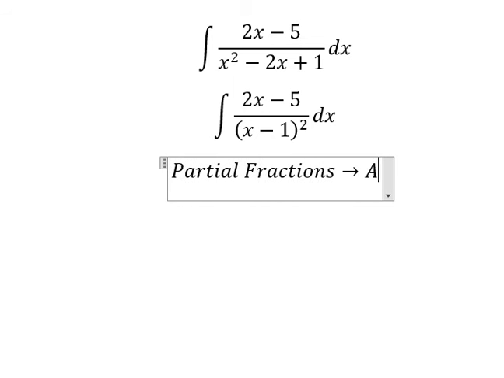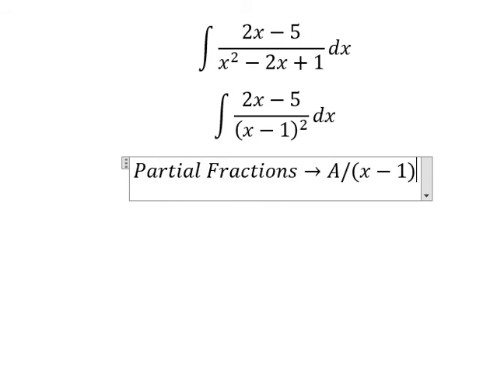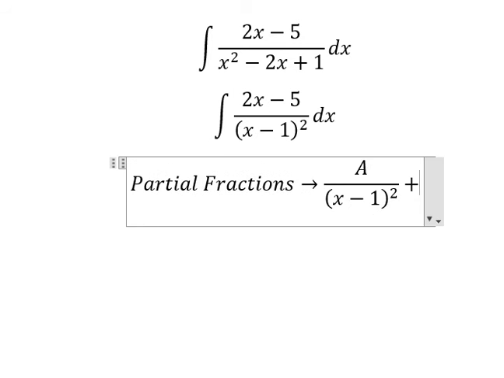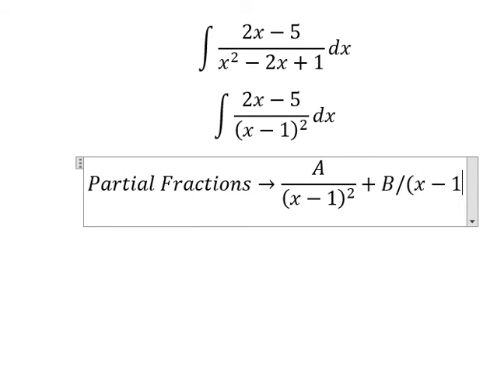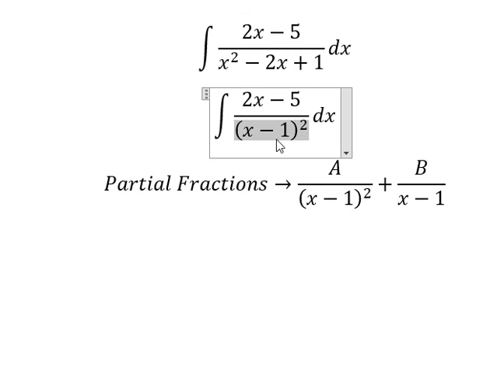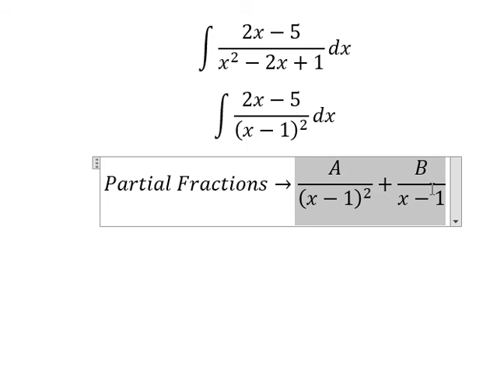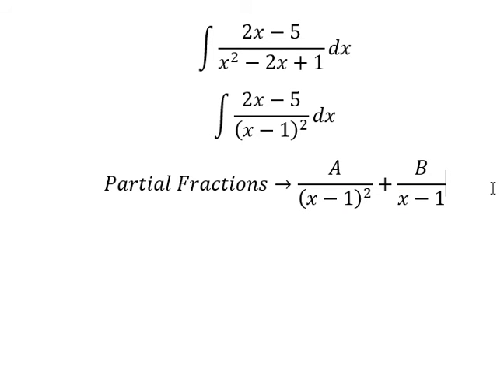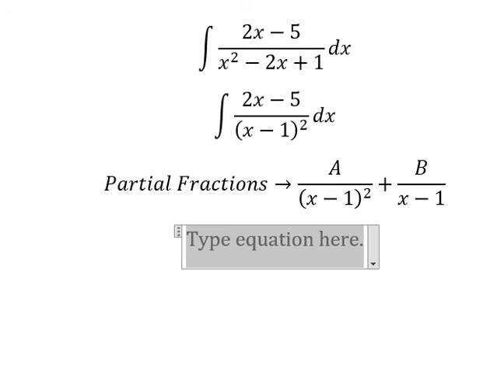So I will put A over s minus number 1 squared, B over s minus number 1, because we have the power 2 on the factor. That's why we need to have two factors of s minus 1. So we reduce the power from number 2 to number 1. Next, we do common denominator.